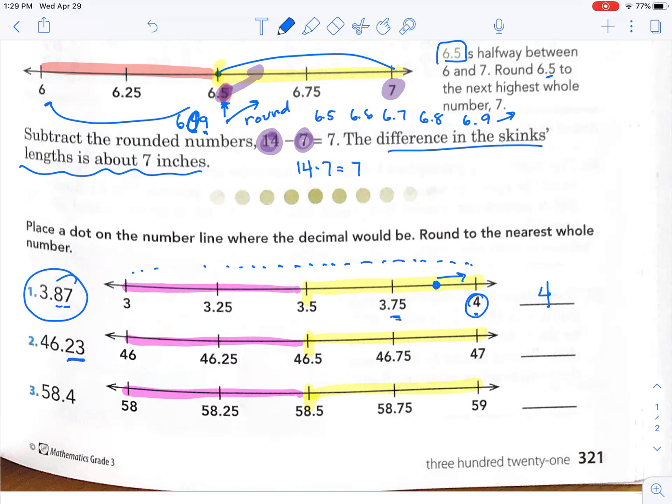46.23. Well, let's look. Here's 46.25. And if you think about this, just like money, $46, $46.25. That's 1 quarter. 2 quarters, that's 50 cents. 75 cents. So a fourth of a dollar is like a fourth of a dollar. 25, 50, 75. And then the next whole dollar.